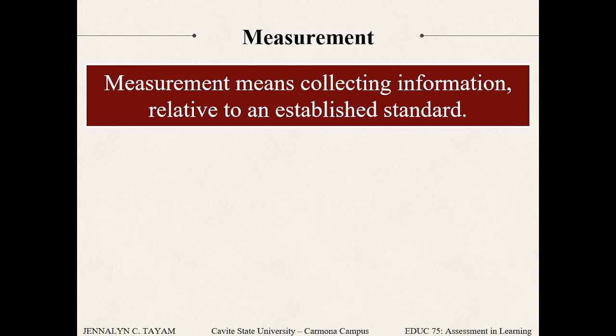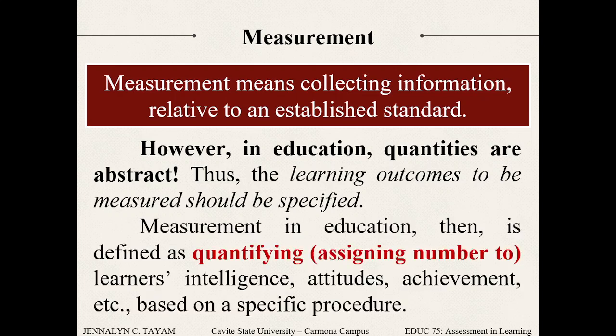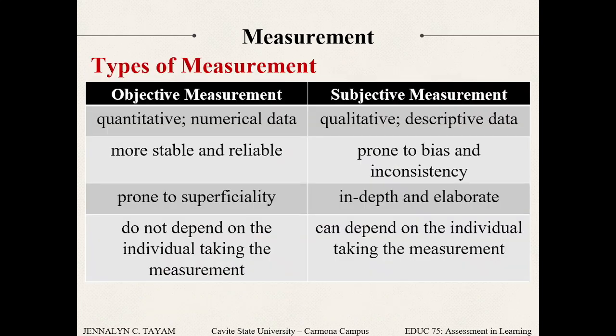However, in education, the quantities that we are measuring are abstract, unseen, or intangible. Thus, the learning outcomes to be measured should always be specified. In line with this, measurement in education is defined as quantifying or assigning number to learners' intelligence, attitudes, achievement, etc., based on a specific measuring device or procedure. Measurement has two types: objective and subjective measurement.